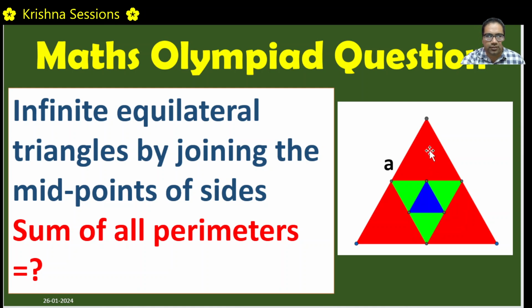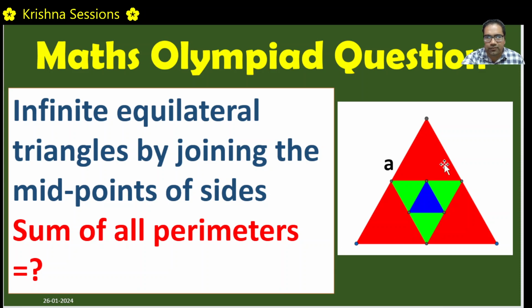This is the first triangle, this is the second one, this is the third one. Within the third one, there's a fourth one, fifth one, sixth one, whatever. There are an infinite number of triangles. And the side of the first triangle is A. Now, what is the sum of perimeters of all of these triangles? Is it infinite? Is it some finite number? What exactly is that? This is a beautiful problem.